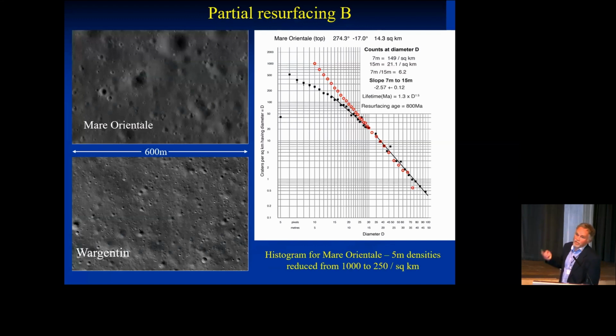This is an interesting comparison between Mariontale and Morgentin. There are far fewer smaller craters here than you would expect from the simulation. At 5-meter craters, you would expect 1,000 per square kilometer, whereas in fact, what you get is about 250. So there's a sort of suggestion here that there's been a partial resurfacing of the smallest craters.